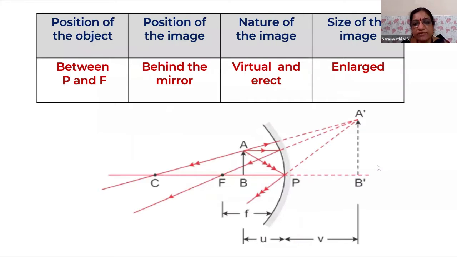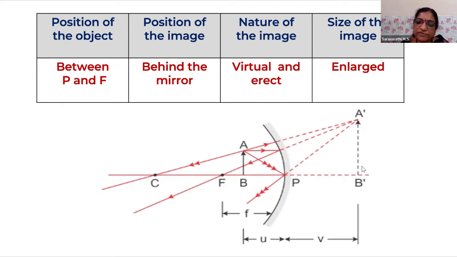And this is, of course, the last diagram, positioned between P and F. The object is between P and F. So there are three rays shown here. A minimum of two rays is enough. A ray traveling parallel, passing through the focus. The other ray through the center of curvature. They appear to meet at a point behind the mirror. So you use virtual rays, and the virtual image is also shown using dotted lines.